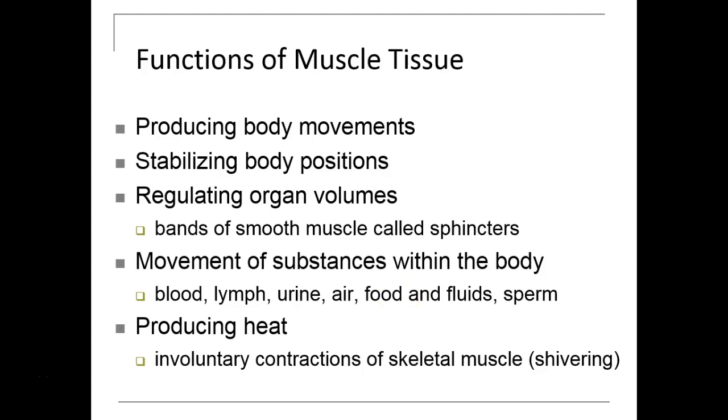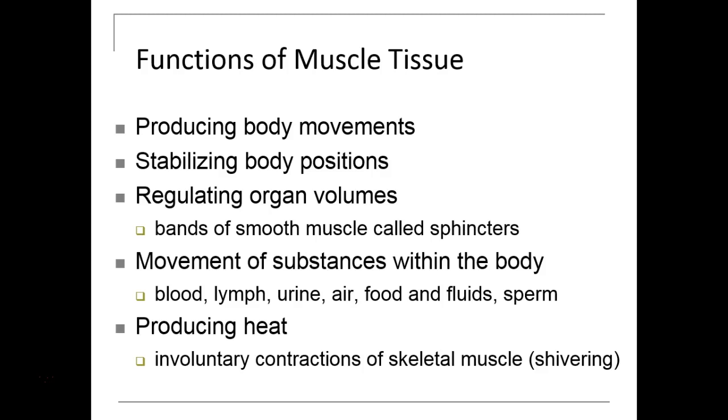Now, here are some generalized functions of muscle tissue. As just said, muscles allow us to move body parts. We stabilize our body positions, like your back muscles and the muscles in your neck. Regulation of organ volumes, like smooth muscle. There are special little bands of circular muscle that can contract to close off an open organ.